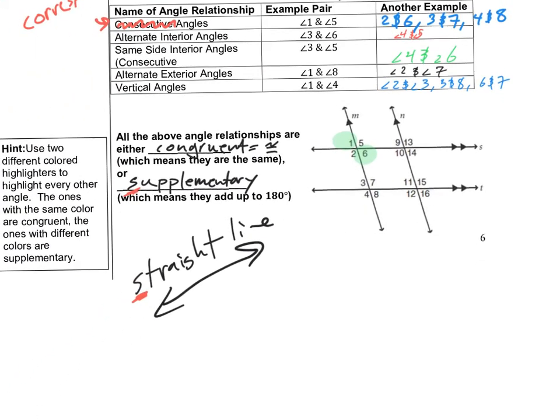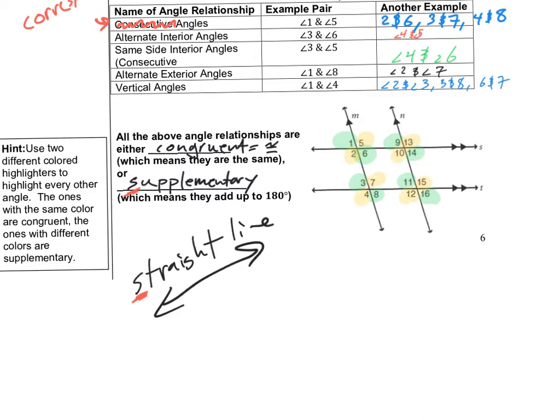And all of the corresponding, so like 1 and 9 are corresponding, 1 and 3 are corresponding, 3 and 11 are corresponding, and then all their verticals. And that basically means that all of those are congruent. Then you just highlight all the other ones with a different color.